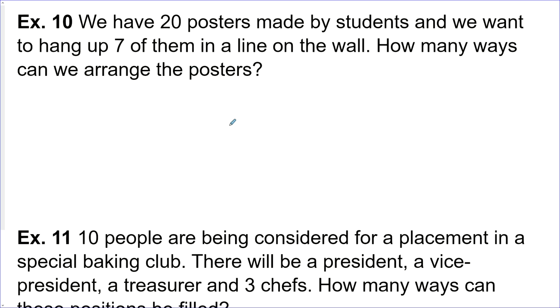We have 20 posters made by students, and we want to hang up 7 of them in a line on the wall. How many ways can we arrange the posters? So again, this is a permutation because the posters are presumably different. Hopefully nobody copied each other and got the same poster. So we have 20, and we're going to line up 7 of them. And this would equal 390,700,800.